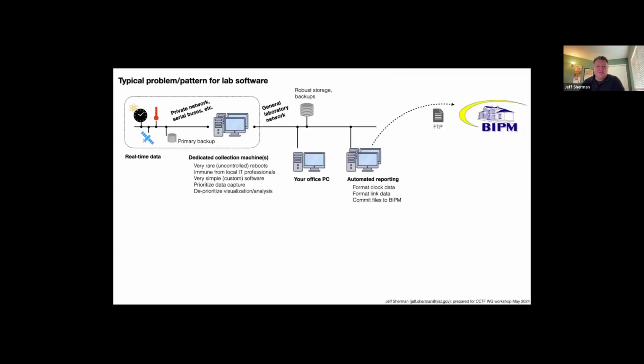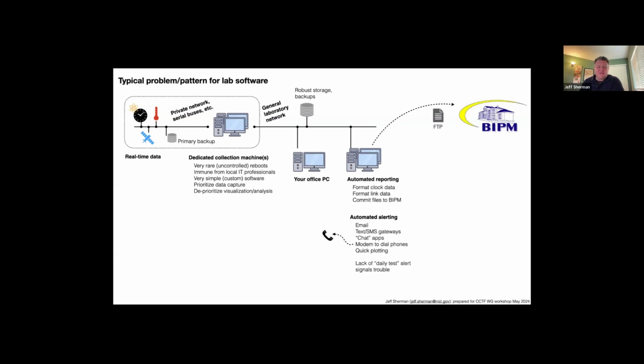A very typical software pattern in the lab is that you'll want to isolate the continuously operating portions away from the general laboratory network, connected with private networks or serial buses only, and everything in the box you want to attempt to keep up 24 hours a day, 7 days a week. The software that you write inside the box should be kept as simple as possible and focus on data collection only. The later analysis can be done after moving the data out to a general purpose network, where the final step is to format it in the means that BIPM requires and send it via the file transfer protocol.